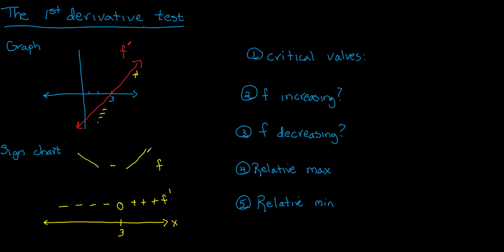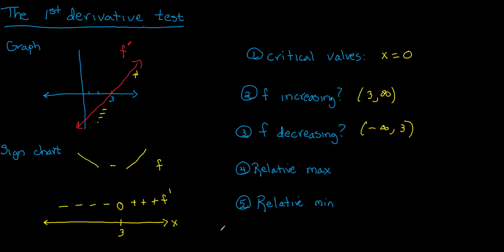So that makes it easy for me to talk about critical values. That's when the first derivative is 0 or undefined. So we've got a critical value at x equals 3. F is increasing from 3 to infinity. It's decreasing from -infinity up to 3. I'm using the parentheses there because I'm not landing on the 3.